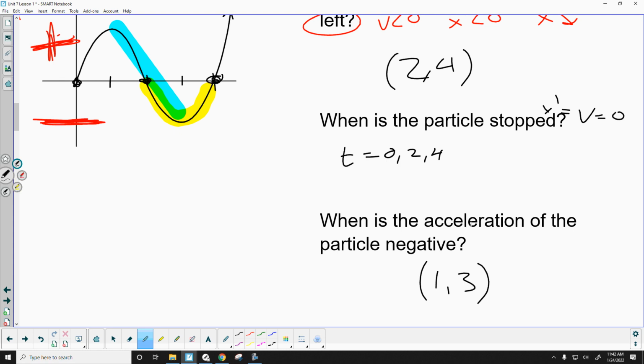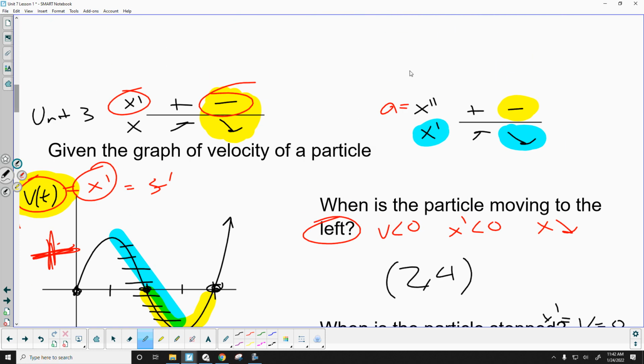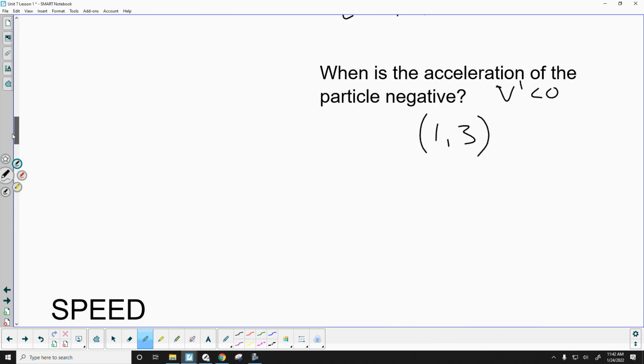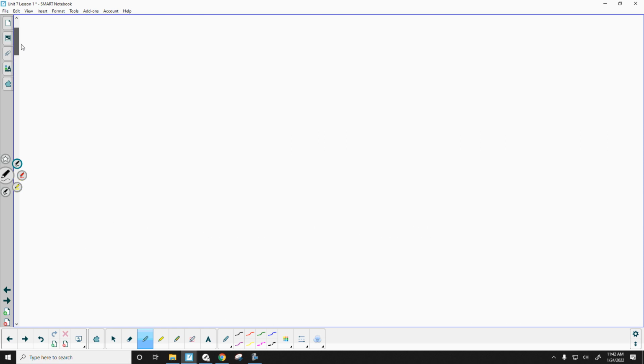You could also say, oh, it's when v prime is negative, and you can look at the slopes of the tangents of v. It's up to you. There are different ways to think of it. Like, this is v prime. Okay? All right, great. That was, for the most part, Unit 3 repeated.